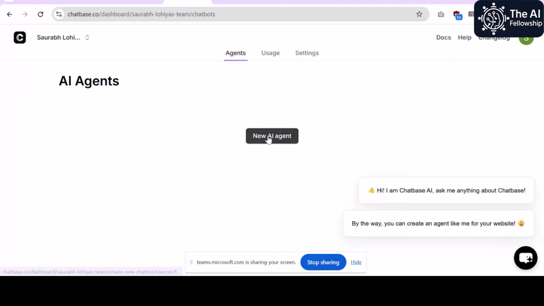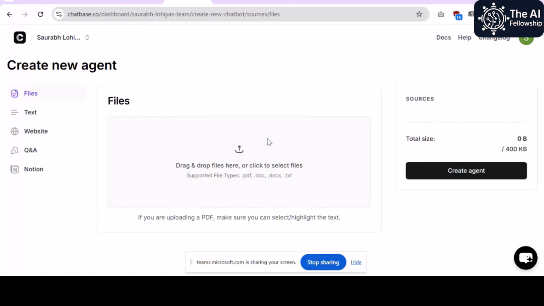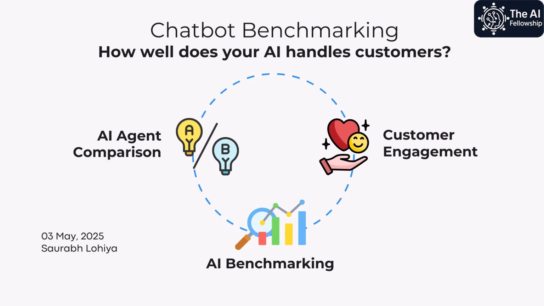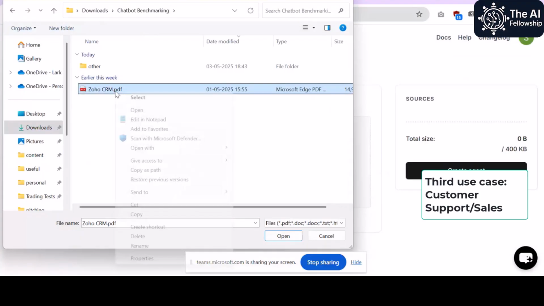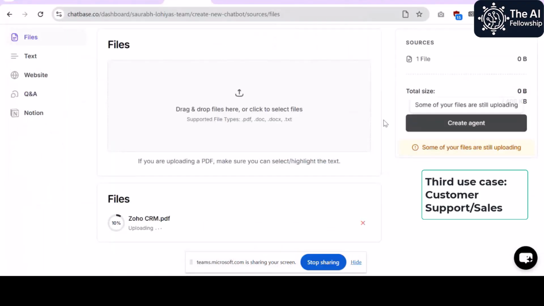Okay, so I'm in Chatbase and I'll click on, let's close this. I'll click on, say, new agent, and here I'll drop a file. For this session, I created a file about Zoho CRM. It has information about Zoho CRM, a very popular product. I'll upload this.